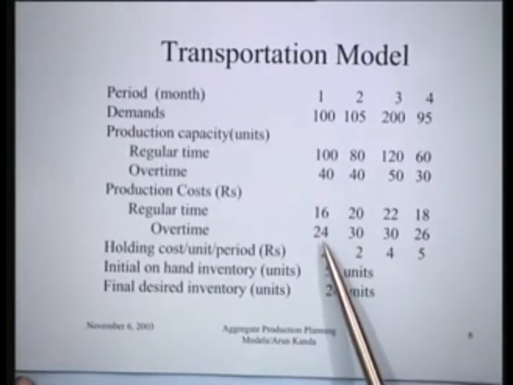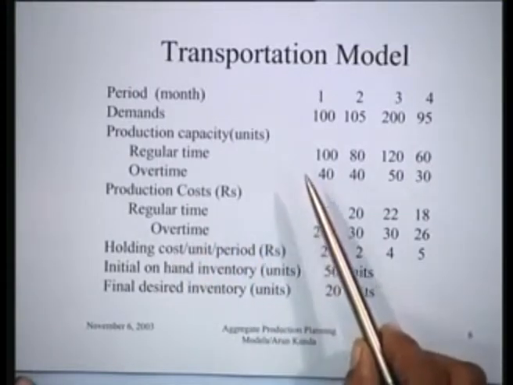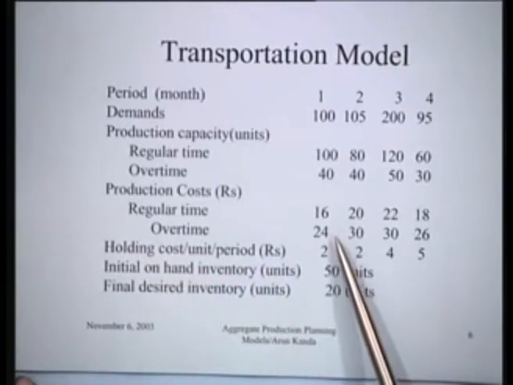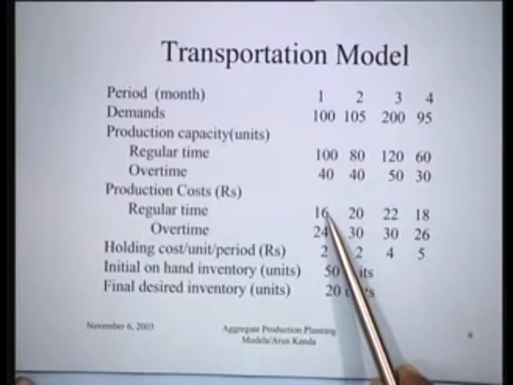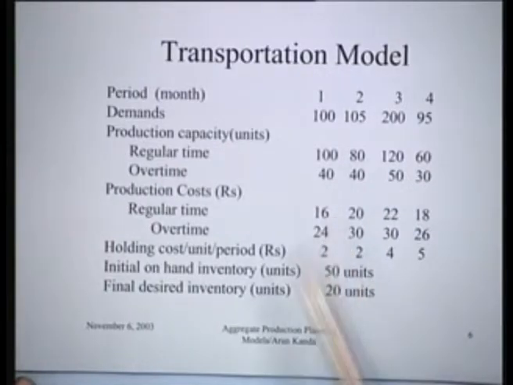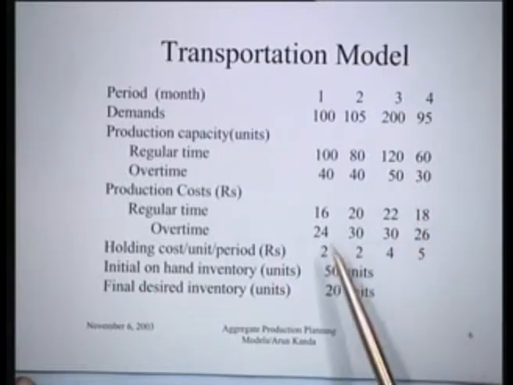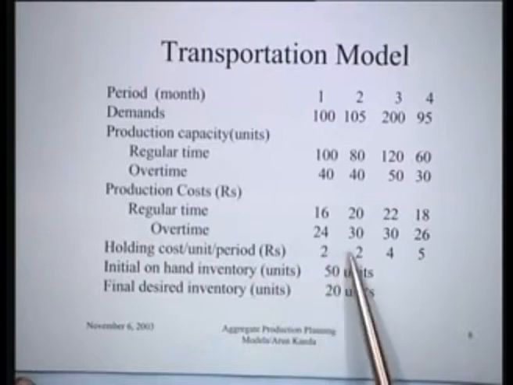When overtime cost is higher, it means that the total cost of regular time and overtime is actually a piecewise linear convex function, because you have a cost slope of 16 followed by 24, right? So that's the typical behavior that you have here. Holding cost per unit per period is 2, 2, 4, 5.